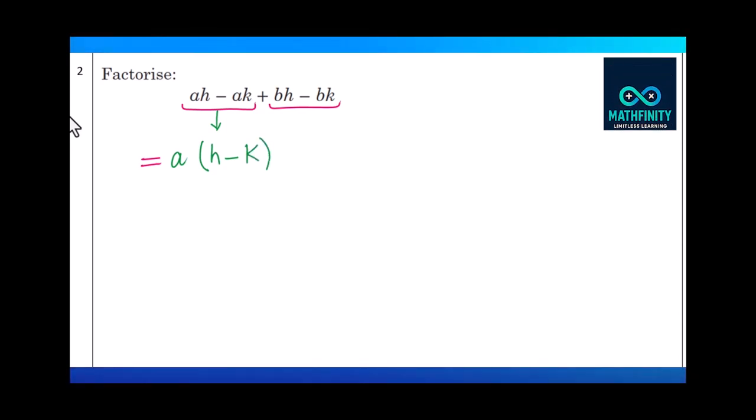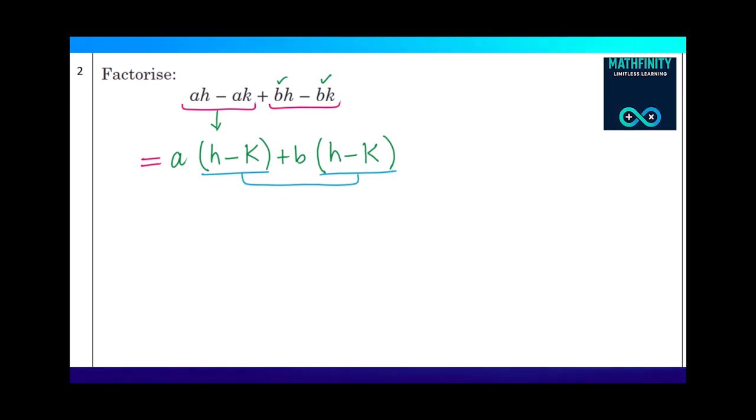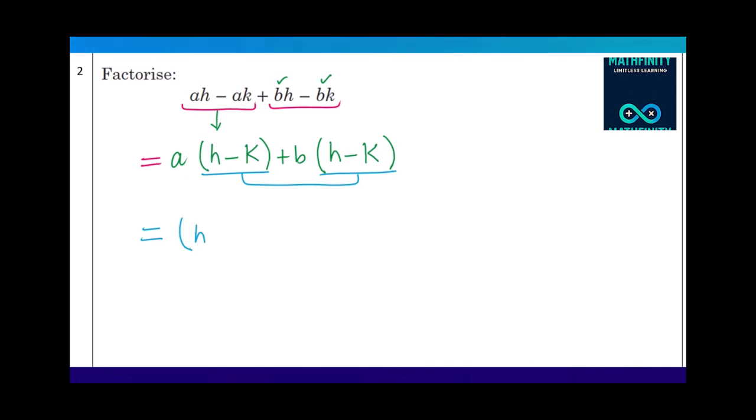What is common from the second pair? B, because B is here and here. So we can take B as common. What will we write inside the bracket? H minus K. And as I told you, if you want to check your answer, just check these two brackets. If these two brackets are the same, it means till here you did not make any mistake. And the same bracket we will write one time. That is, H minus K we will write in one of the brackets.